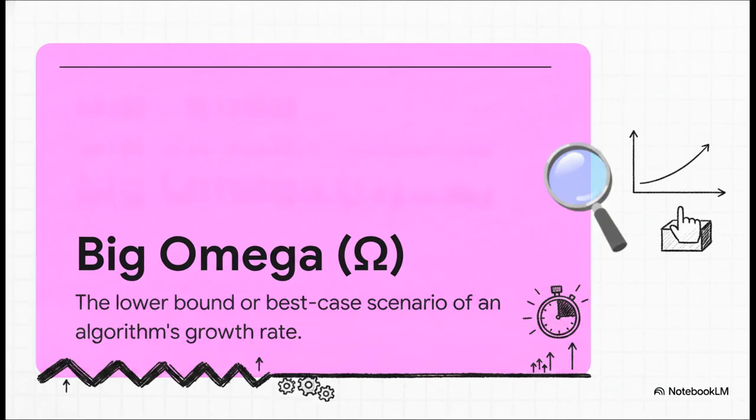Conversely, we've got big omega. If big O is the ceiling, big omega is the floor. It defines the lower bound, the absolute best-case minimum resources an algorithm is going to require. It basically tells developers, hey, no matter what happens, this code will never run faster or use less memory than this specific baseline. It's super helpful for identifying situations where an algorithm is hitting its absolute optimal performance.